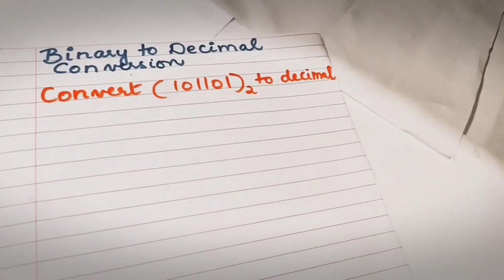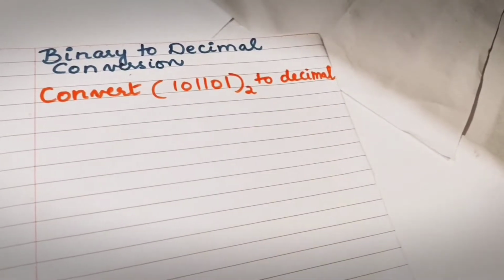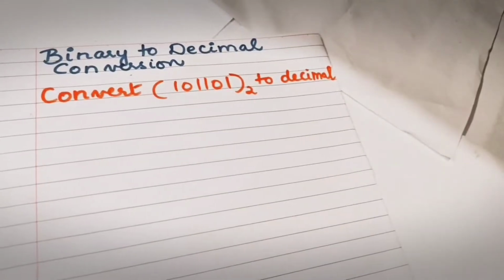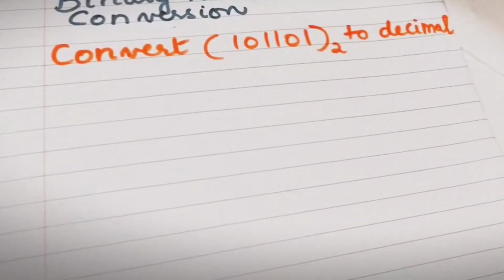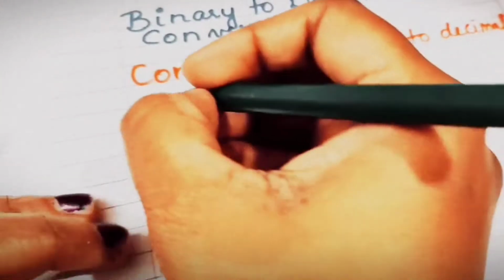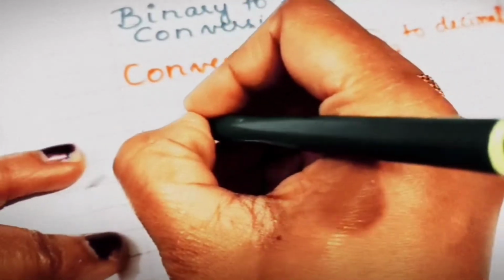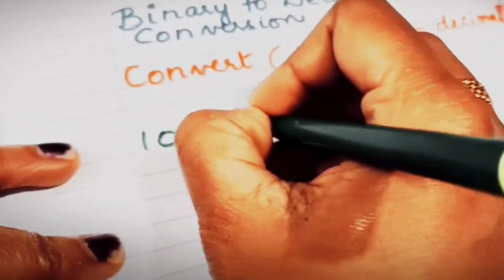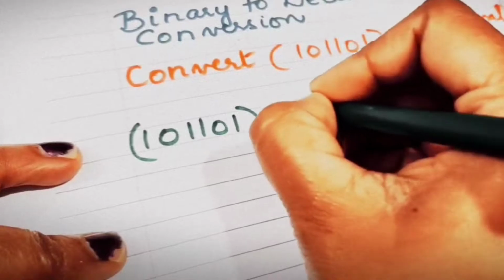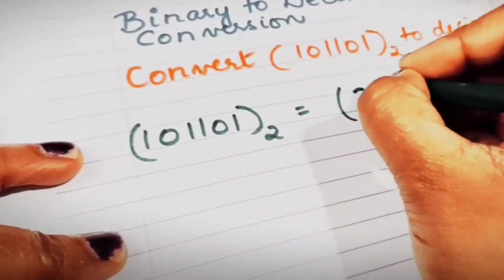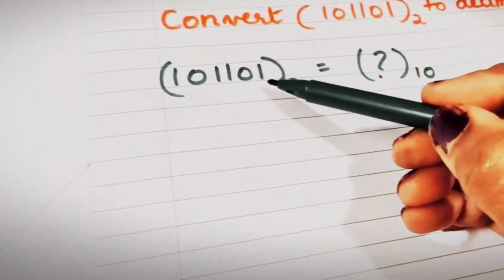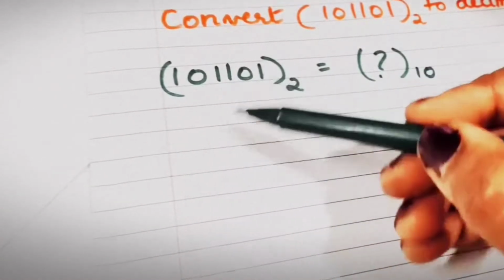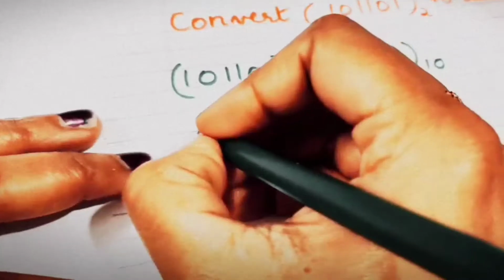So the technique of converting a binary number to decimal number involves multiplying each of the digits with its place and then adding up the results. So let us see how we do the conversion. We start with the rightmost side. On the rightmost side, we have the binary digit 1. The place of 1 is 2 raised to 0.